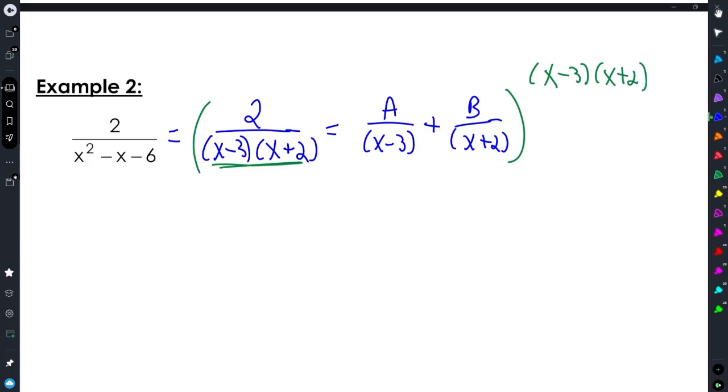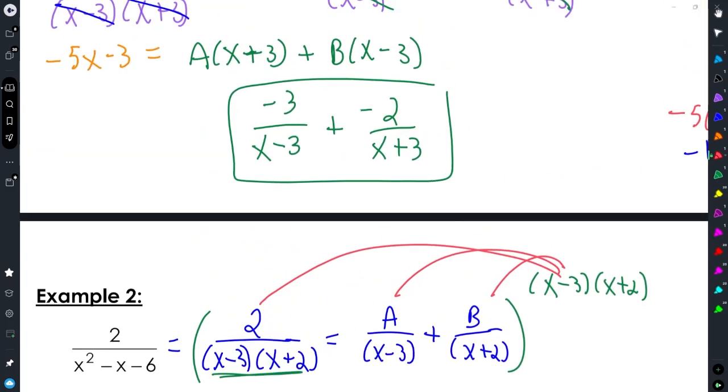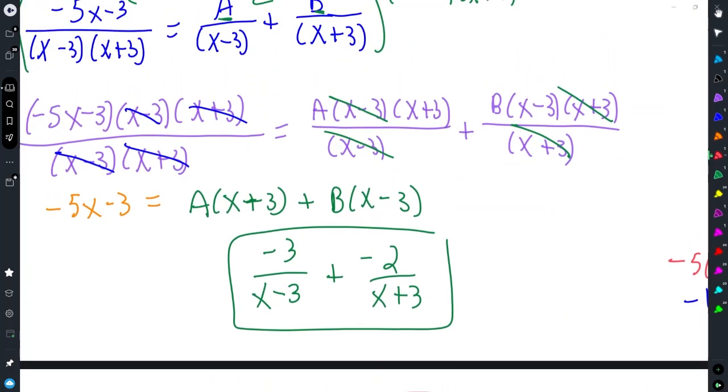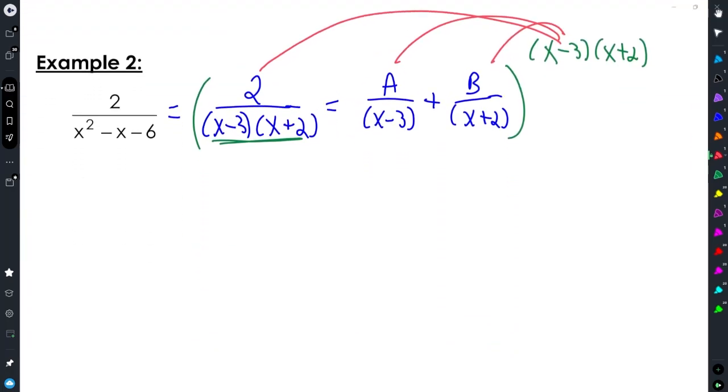Now I'm going to do a shortcut in this problem. Notice how up here, our denominator is always canceled out. So now instead of rewriting everything, I know when I distribute the x minus 3 and x plus 2 to this first fraction here, it's going to cancel out with everything. We're going to be left with 2.